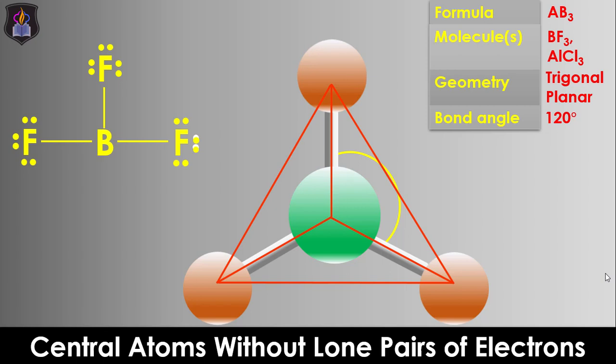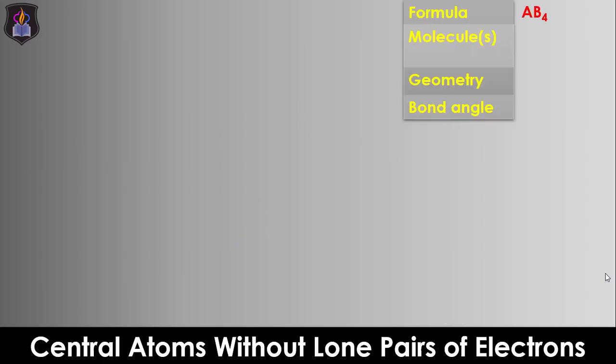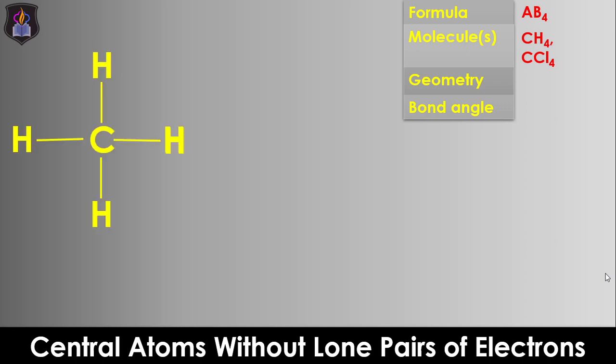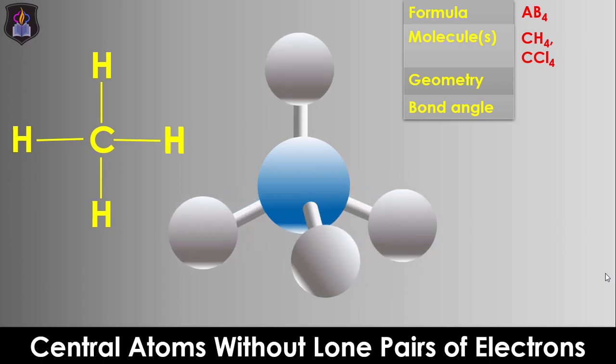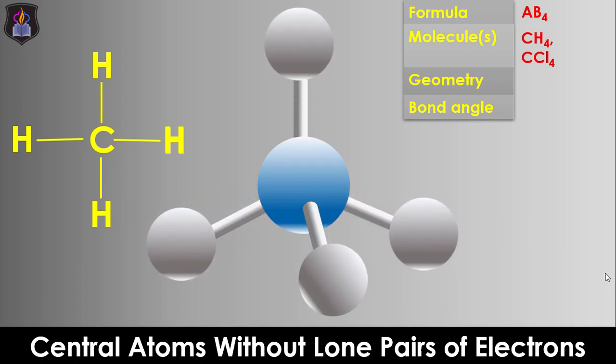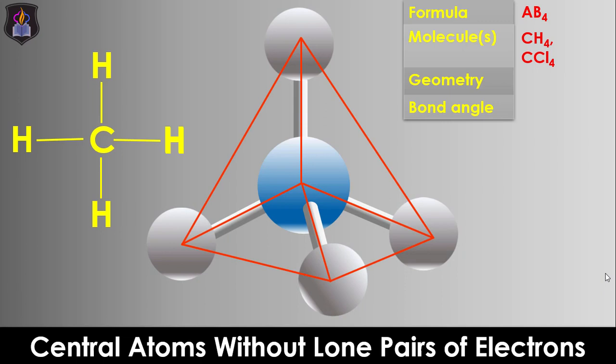Our next example are molecules that contain 4 surrounding atoms and a central atom. Examples include methane and carbon tetrachloride. In a methane molecule, 4 hydrogen atoms are covalently bonded to a central carbon atom, and the repulsion from the 4 bonding pairs of electrons pushes the hydrogen atoms to the 4 corners of a tetrahedron for maximum stability, with the carbon atom at its center.